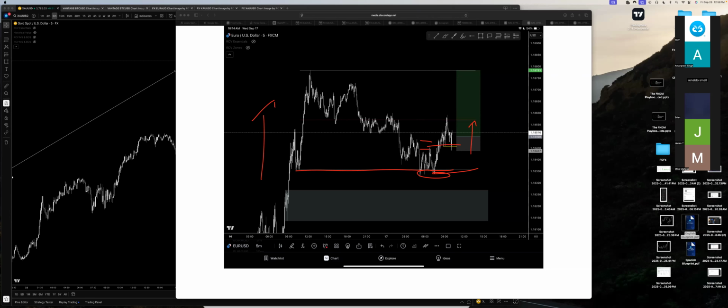So even though the RR may not be the best in that type of scenario, these are the scenarios where you can really up the risk with conviction. But yeah, hopefully that makes sense. Yeah. OFD.